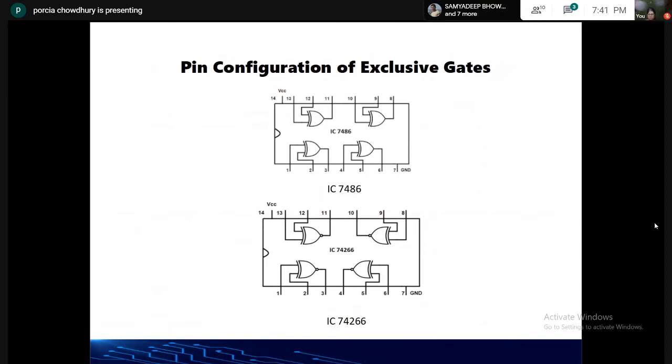So that means we have to basically remember 4 different types of pin configuration. Similar types: 08, 32, 00 and 86. 04, that is NOT gate, is different, then 02 NOR gate is different, then this one 266 is different, but in all cases 7 and 14 will remain as ground and VCC. Is it clear?